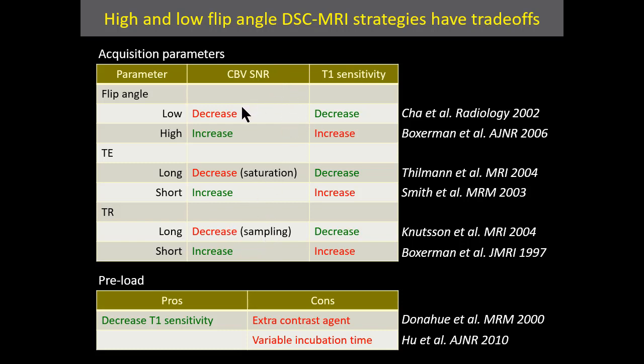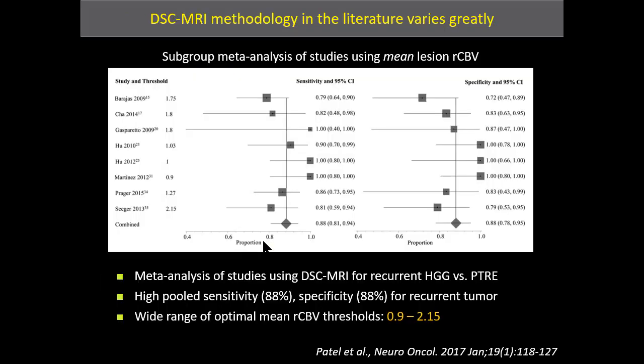Acquisitions using a low flip angle, a long TE, have decreased T1 sensitivity, which requires less of a preload administration, however might suffer from poorer SNR, whereas higher flip angle acquisitions have more T1 sensitivity, requiring preload administration to reduce that, but have better SNR. And these trade-offs have led to quite variable DSC methodology found in the literature. And this can lead to conflicting, somewhat confusing results.